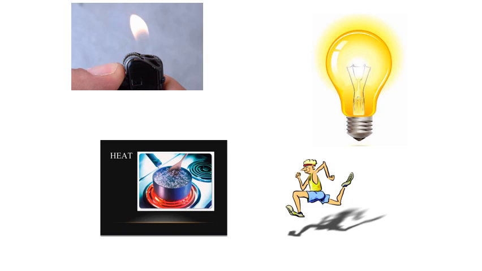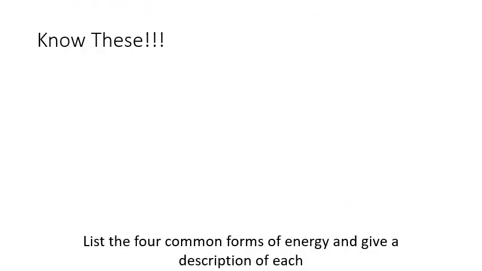So we have a lighter, a light bulb, someone running a marathon, and someone heating up a pot of boiling water. We'll talk more about these in a bit, but these are all examples of everyday devices, right? And things that we do where there's energy transformations happening all the time. Okay, so you need to understand that there are 4 common types of energy.